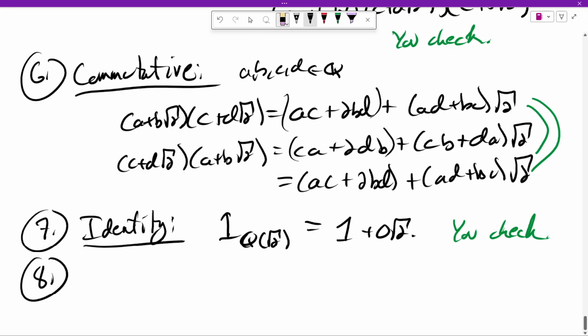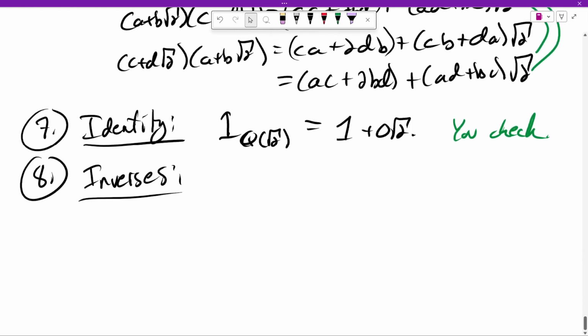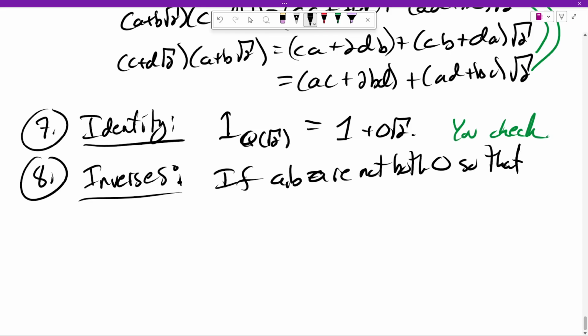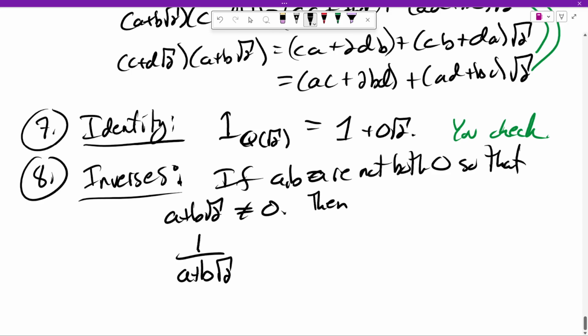We saw that additive inverses are kind of easy. The multiplicative inverse is not so much. And so let me show you a way that you can go about this. So what we really want is, well, if A, B are not both 0, so that the element A plus B root 2 is not 0, then how can we try to figure out what 1 over A plus B root 2 is?